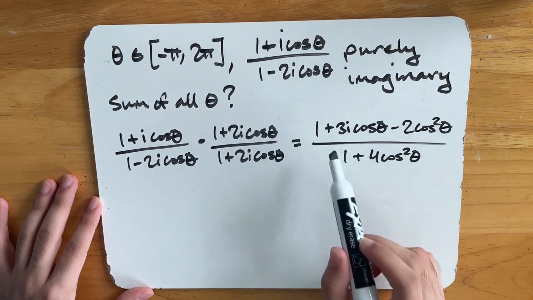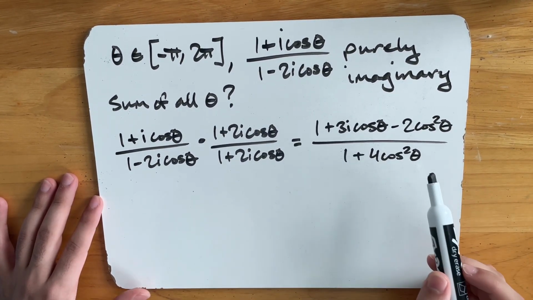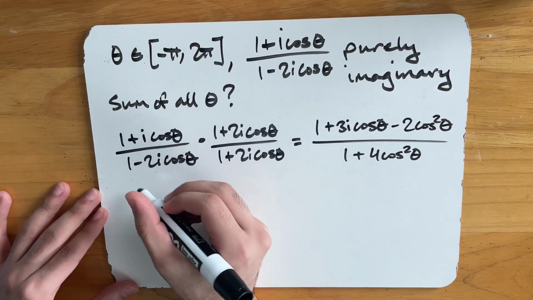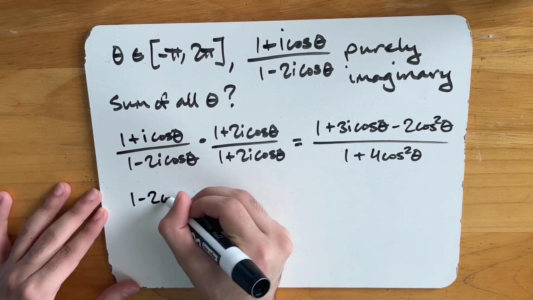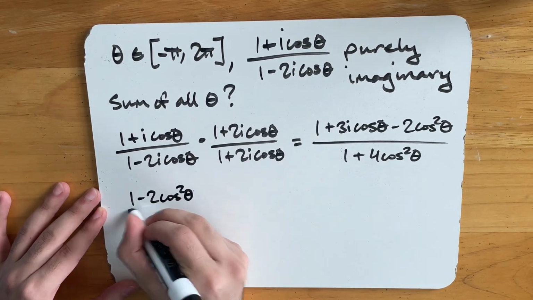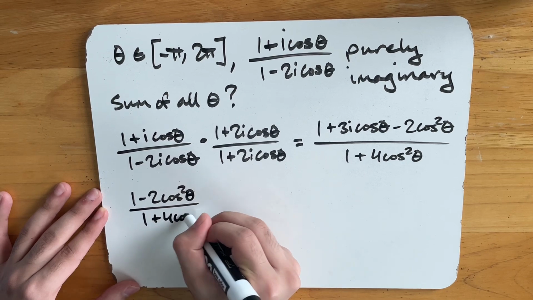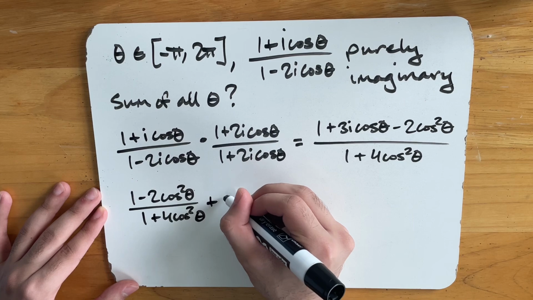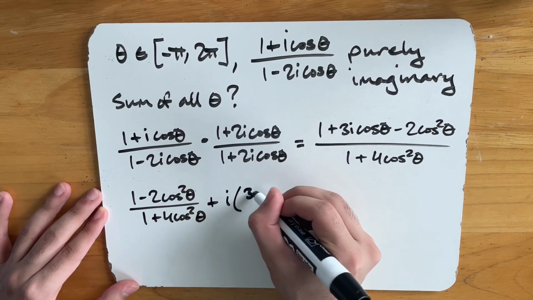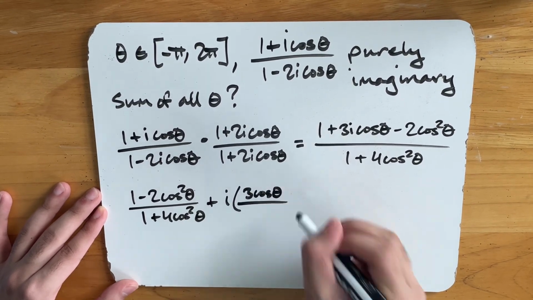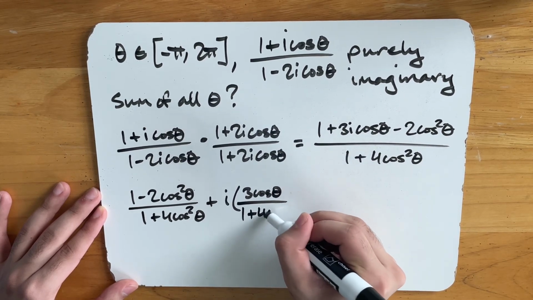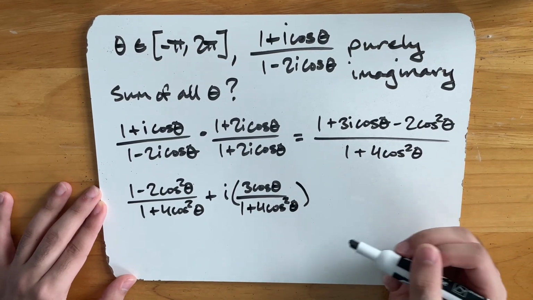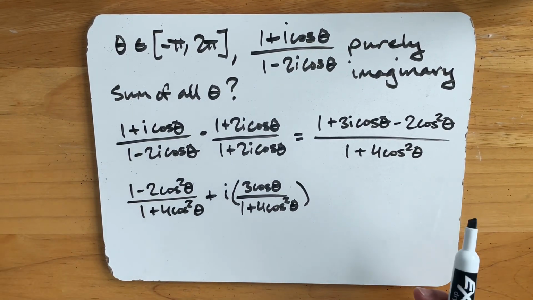And what I'm going to do is break this fraction apart into real and imaginary parts. So I'll rewrite the fraction like this: (1 - 2 cosine squared theta) over (1 + 4 cosine squared theta), plus i times (3 cosine theta) over (1 + 4 cosine squared theta). You should be able to see this. So basically I just broke it apart into real and imaginary parts.